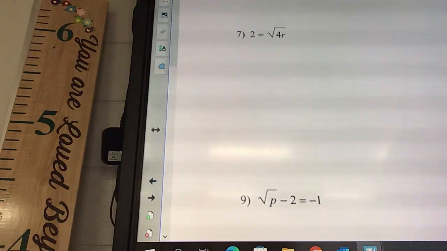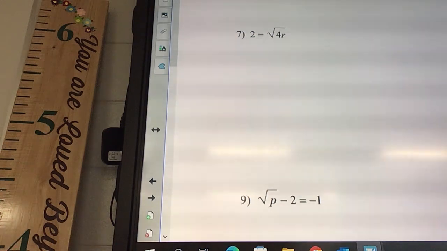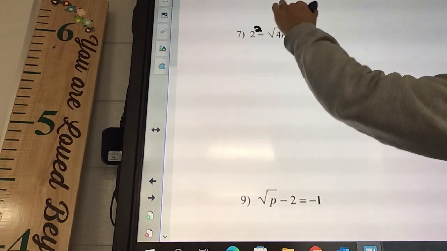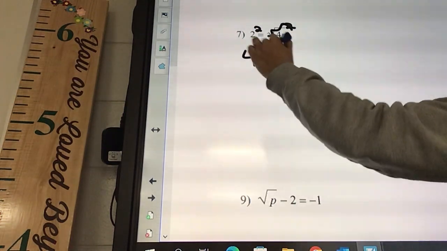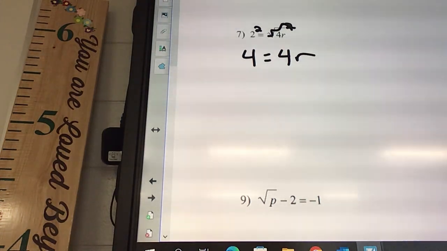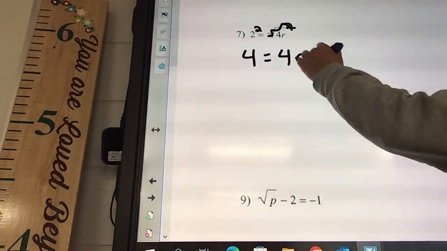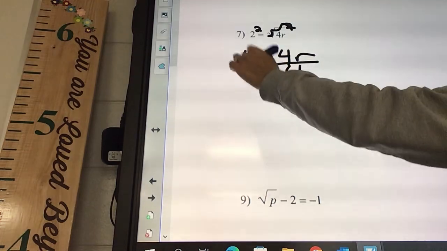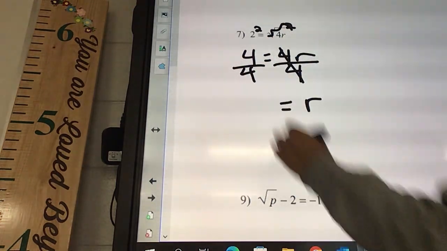Okay, 7. What's gonna be our first step? Squared. Yep, squared. Okay, what is 2 squared? 4 equals 4r. Okay, and then what? We're gonna divide by 4. What is 4 divided by 4? 1.